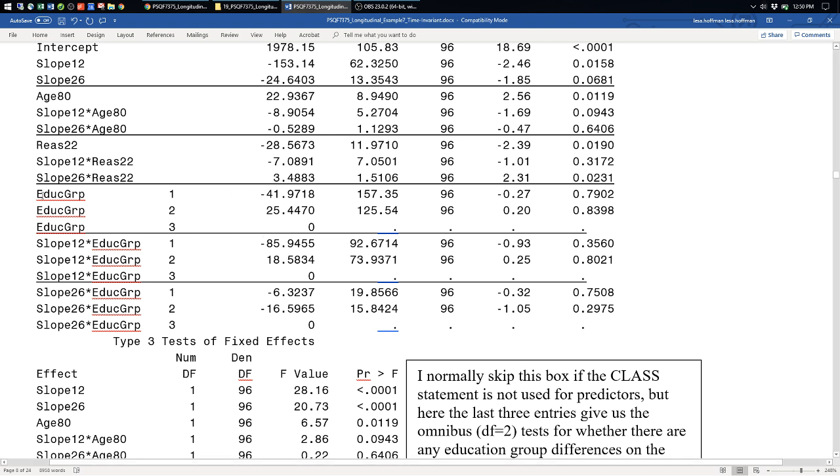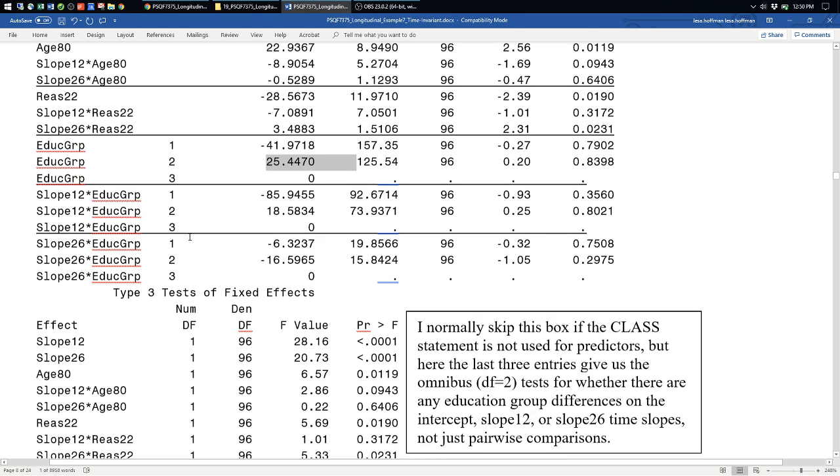I get the model provided contrasts for the intercept and for each slope here, high versus each of the others. So for instance, the low educated group starts out 41 milliseconds faster than the high educated group, but that's not significant. The medium group starts out 25 milliseconds slower, but that's not significant. And the same pattern happens for these. The difference between high and each of the others is not significant. I don't know yet about 1 versus 2 because I have to ask for that one.